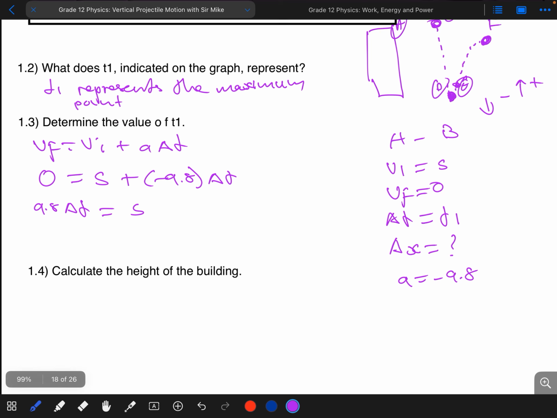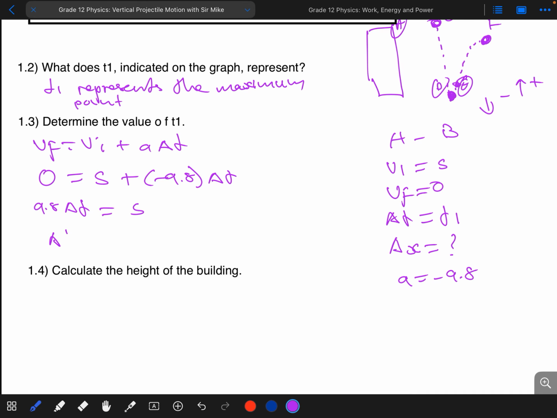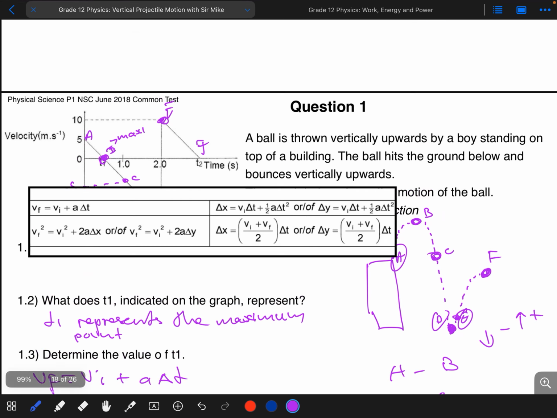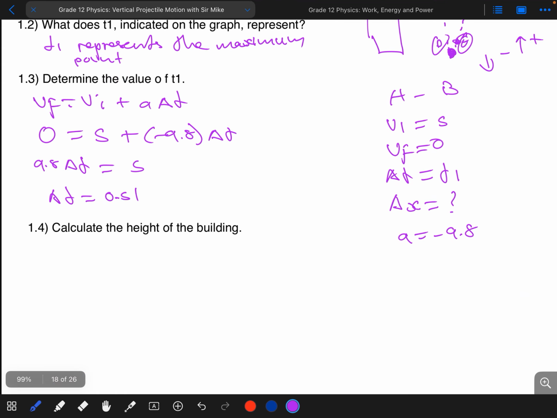So if I divide by 9.8 on both sides, what I'm going to have is delta t equals 0.51, which, according to the scale that they have there, is simply delta t equals 0.5. So that would be your time. That's in seconds. So that's what we have there.